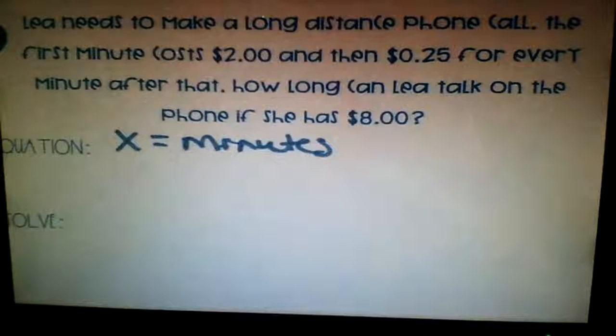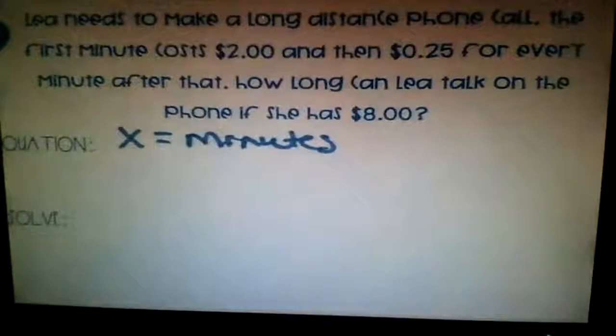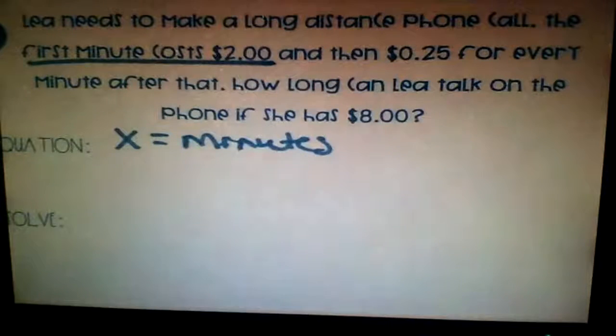Okay, so it says the first minute she's going to be charged $2 flat. Every minute after that, she's going to be charged 25 cents. What you got, Steph? 2 minus 0.25x equals 8? No. 2 minus 0.25x. Okay, but she's not losing 25 cents per minute after that. She's gaining it. So not subtract. You want to add.